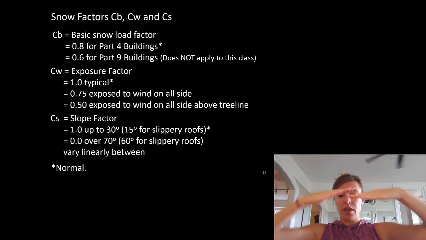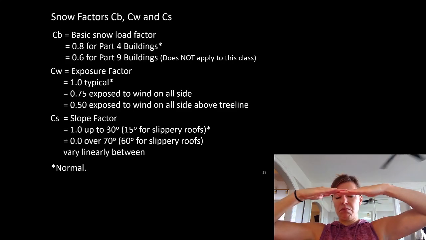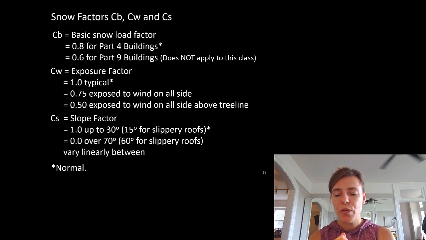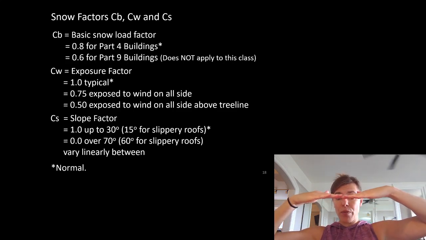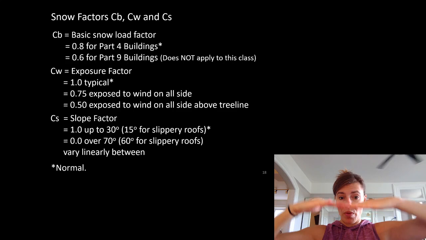CS is our slope factor. Flat roof, 1. That does not mean no slope, the factor is 0. If you do that, you will have no snow on your roof or almost no snow on your roof. That's not what it's saying. Flat roof, factor is 1. We have all our snow there.